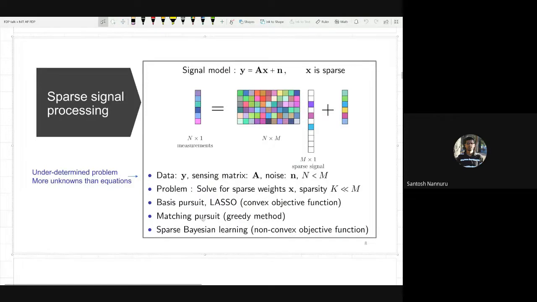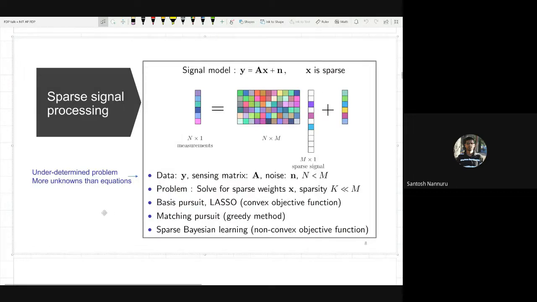So what is the problem here? You're given y. You will know the matrix A in most cases. There are cases where you don't know, so that's a different problem. And noise is of course typically unknown, but you may know some statistics about the noise. The problem is to find the vector x with the condition that x is sparse. So that is given to you. Okay. So the problem is to solve for sparse weights or the sparse vector x.